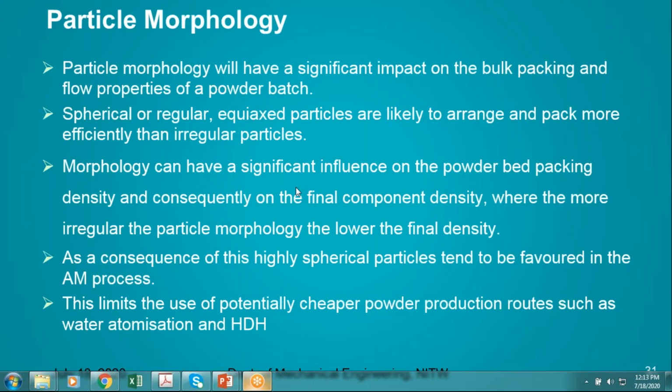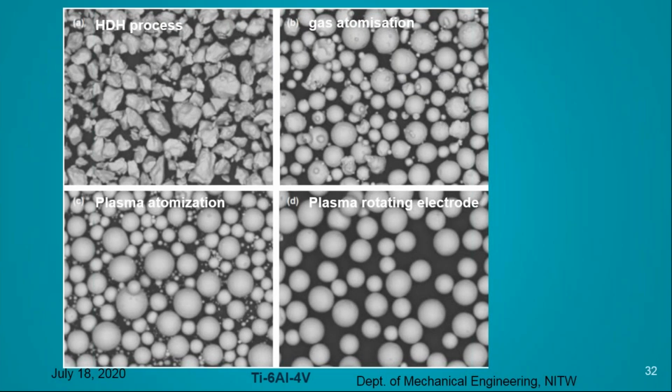If you analyze the powder morphology, we can limit the use of the powder that we are going to use for the additive manufacturing process. If you know the morphology, we can say whether it can be used for additive manufacturing or not. You can see here a comparison of the different processes and how the powder particle morphology looks after powder production.